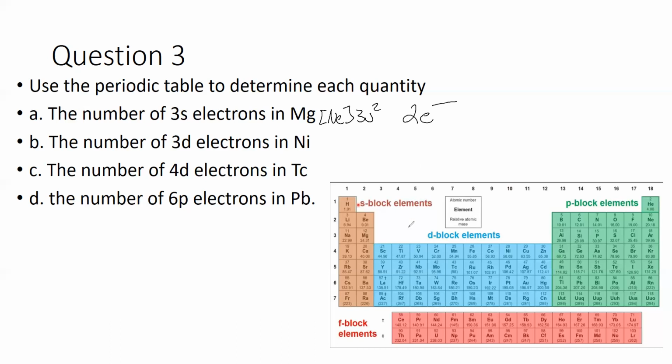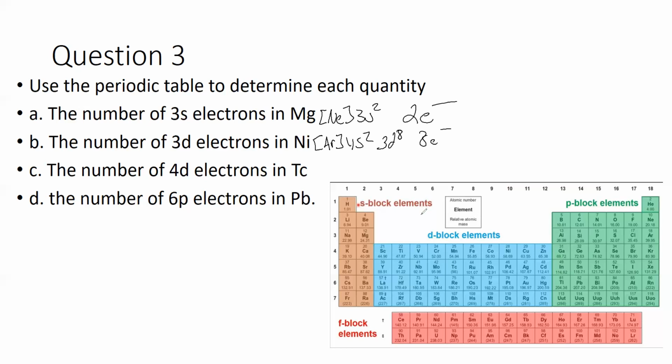All right. So nickel, how many electrons are in nickel? The electron configuration of nickel would be argon 4s2, then 1, 2, 3, 4, 5, 6, 7, 8, 3d8. So that's 8 electrons.